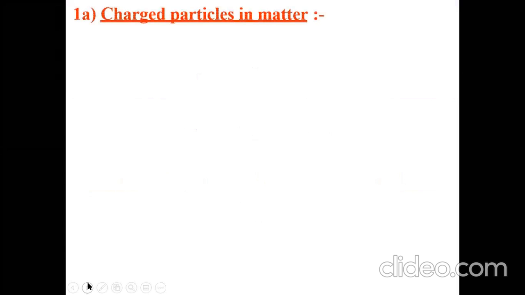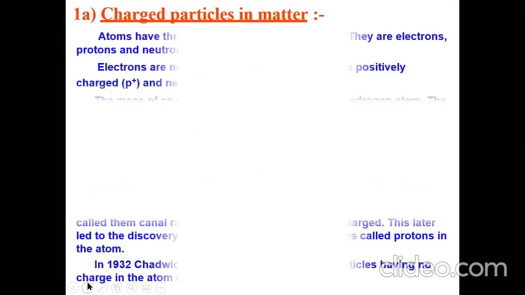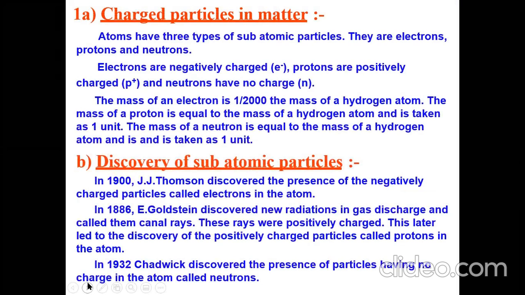What are the charged particles? Atom has three types of subatomic particles. They are electron, proton and neutrons. Electrons are negatively charged. We can represent this by E minus. Protons are positively charged, P plus. Neutron is neutral. So neutrons have no charge.